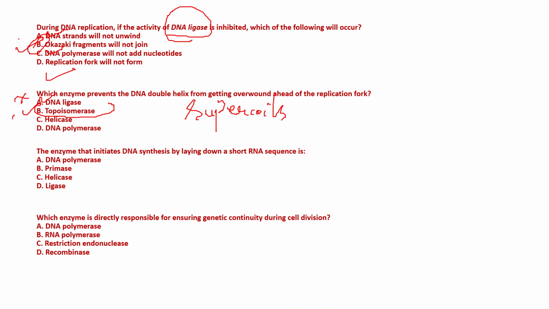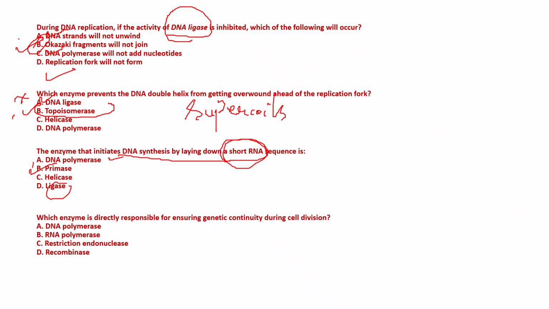Then coming to the next question. The enzyme that initiates DNA synthesis by laying down a short RNA sequence is primase. Why primase? Because it initiates DNA synthesis by laying down short RNA. Make a note on this point. DNA polymerase is for DNA. Helicase is for unwinding the helical structure of DNA. Ligase is for joining the DNA fragments. So the option is the second option. Primase synthesizes RNA primers to start DNA replication.